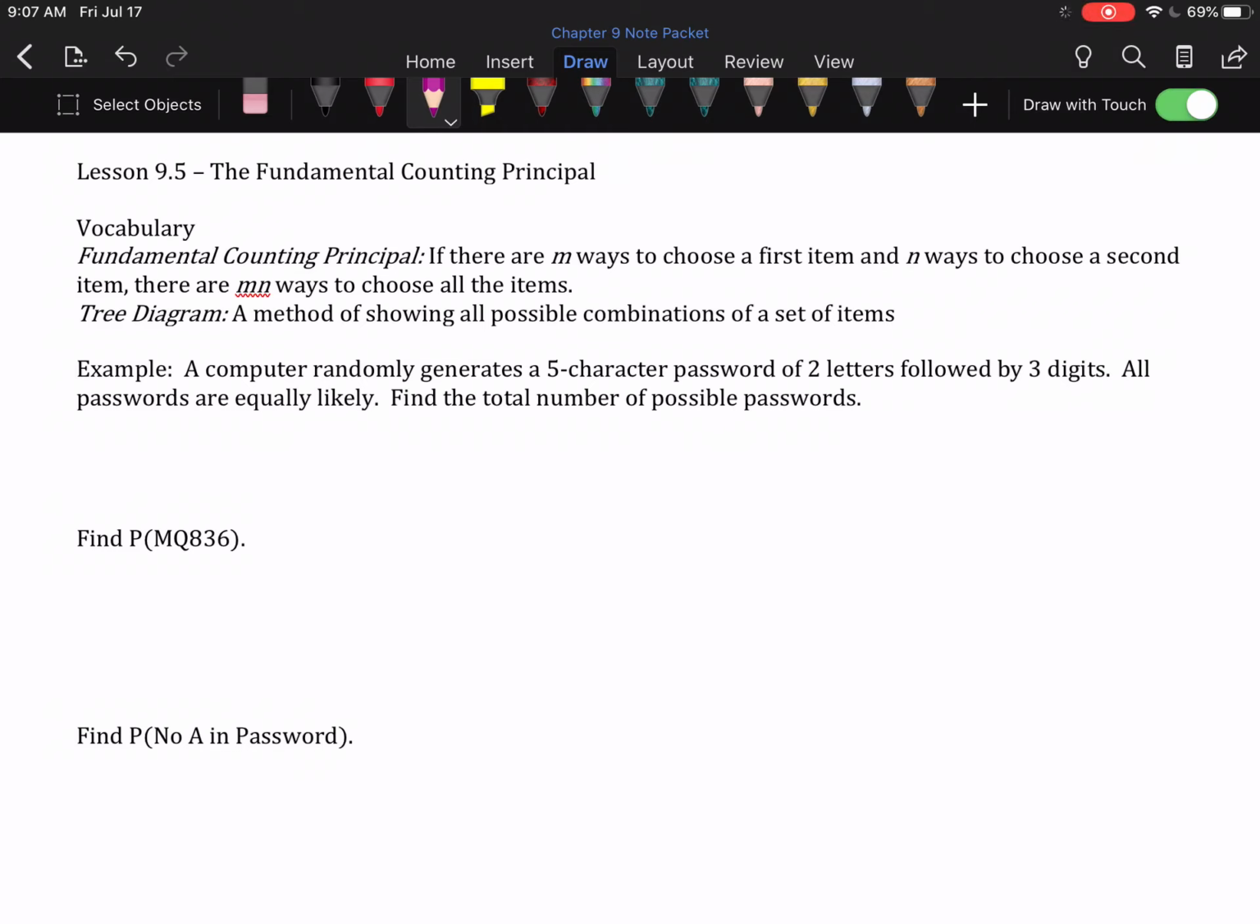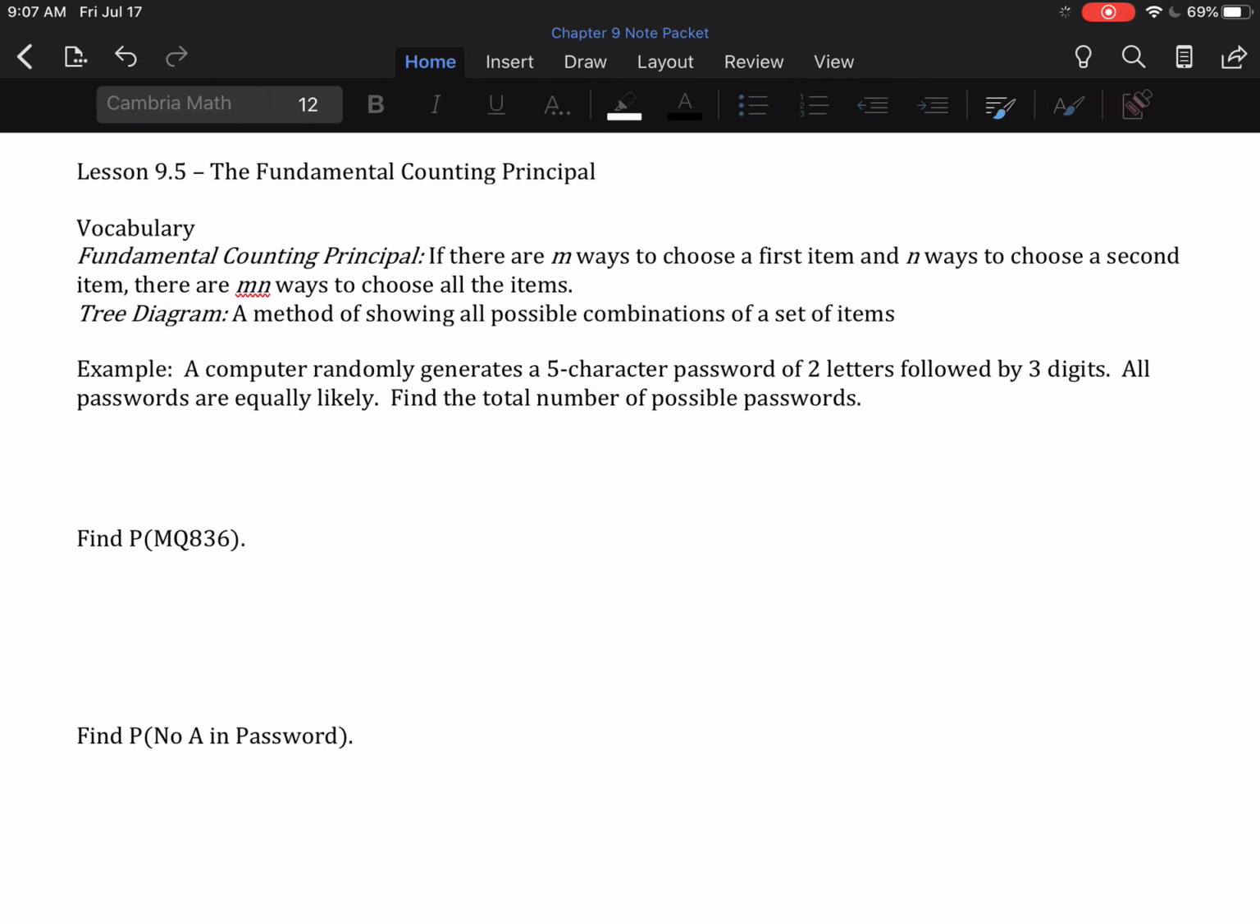Our next topic is the fundamental counting principle. The fundamental counting principle says if there are m ways to choose a first item and n ways to choose a second item, there are mn ways to choose all the items. And a tree diagram is a method of showing all possible combinations of a set of items.